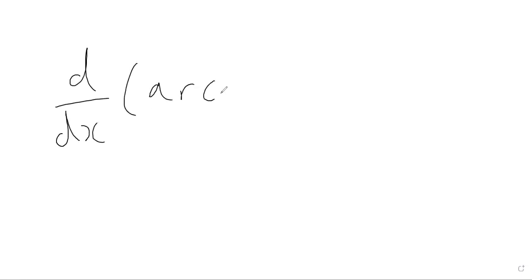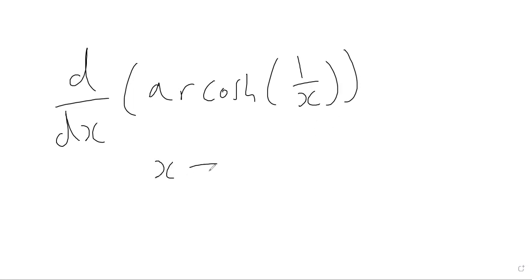Hi, so this video is going to be about differentiating with respect to x the function arcosh of 1 over x, the inverse hyperbolic cos function of 1 over x. Obviously, the first thing to note is that we can't have x equal to 0, because 1 over 0 is undefined.